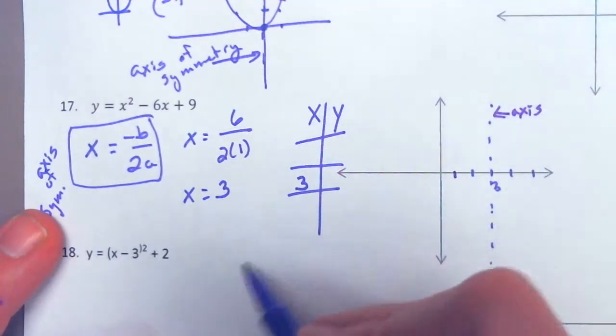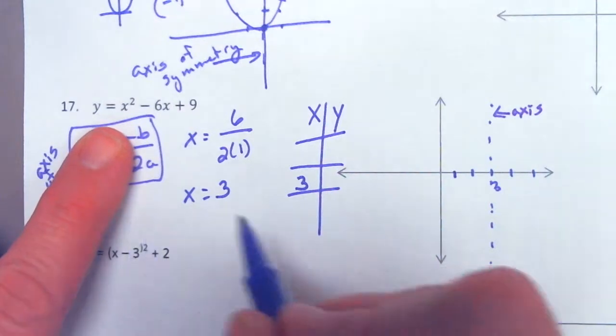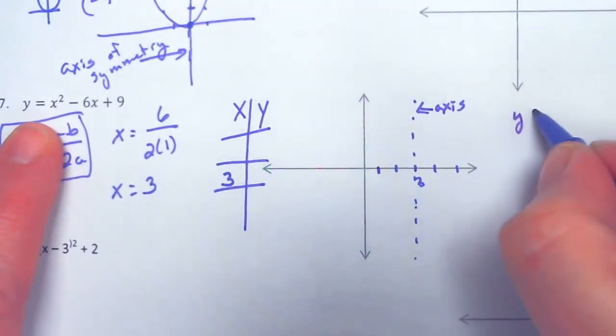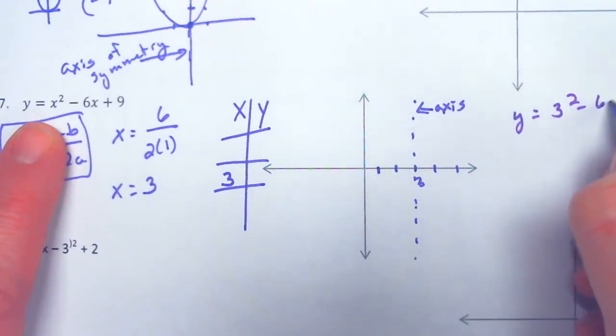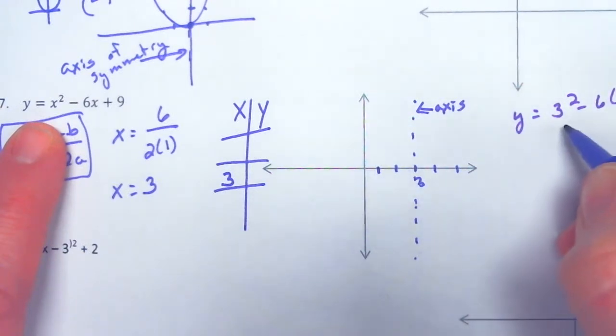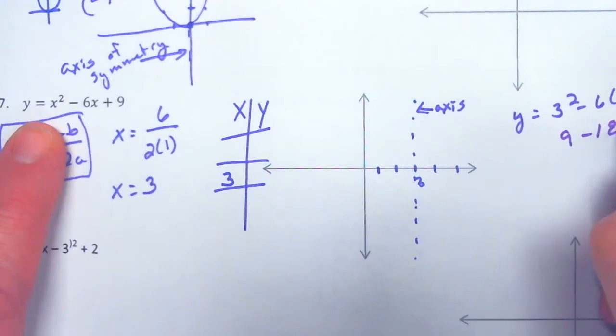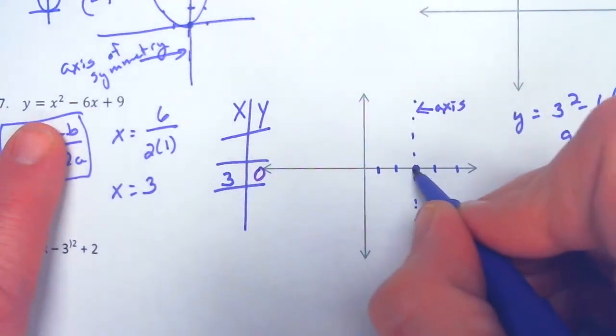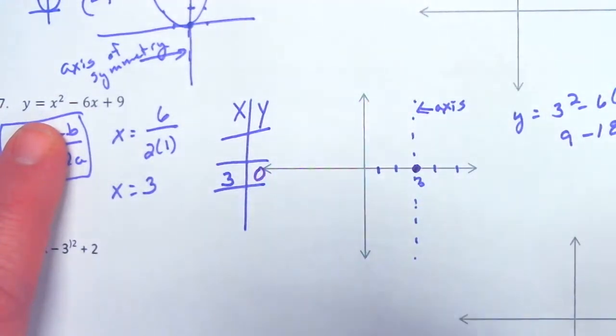Okay. So then put each of these values in. I'll do that work over here. So y equals 3 squared minus 6 times 3 plus 9. 3 squared is 9 minus 18 plus 9. Oh, look. 9 minus 18 is negative 9, plus 9 is 0. So our vertex is right there at 0.